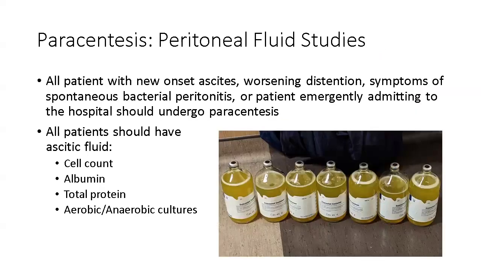Okay, so now you're ready to do a paracentesis to see why the fluid is here. All patients with new onset ascites, worsening distension, or symptoms of infection, and really anybody with decompensated cirrhosis coming into the hospital, especially if they're ill, should get at least a diagnostic tap. This is what simple fluid looks like. All patients should have a cell count, an albumin, total protein, and cultures.